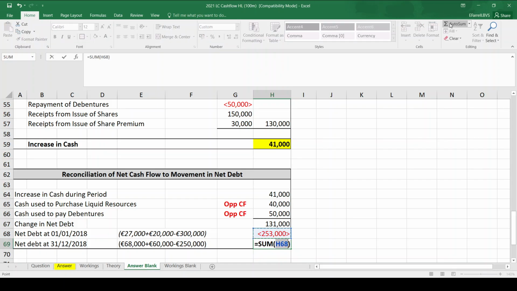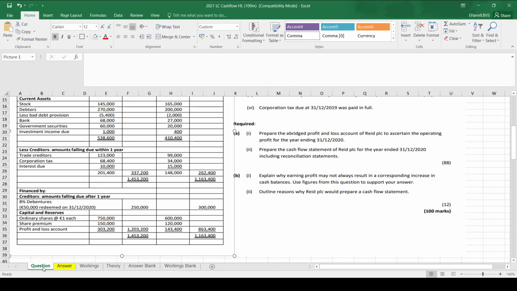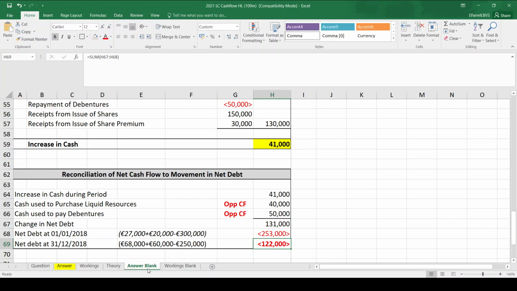And I'm going to add these down. So 131 minus 253 is minus 122,000. And that should tie back in to my net debt at the end of the year. If we look at my net debt at the end of the year, my bank is an asset, and so are government securities. They're still both assets, so they come to 128,000. And my liability, my loan, is 250,000. So 128 minus 250 is minus 122, and that ties back in. So I know I'm correct.